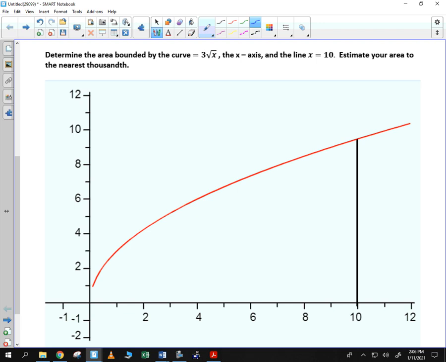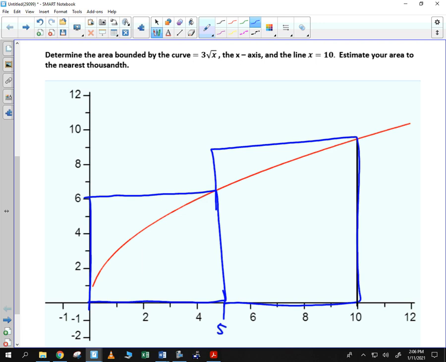Number one, I'm going to create two rectangles. So that means that each one would have a width of 5. So my first rectangle would be here, and my second rectangle would be here. And we all agree that that's an overestimation. As you can see, this red region is overestimating the area.